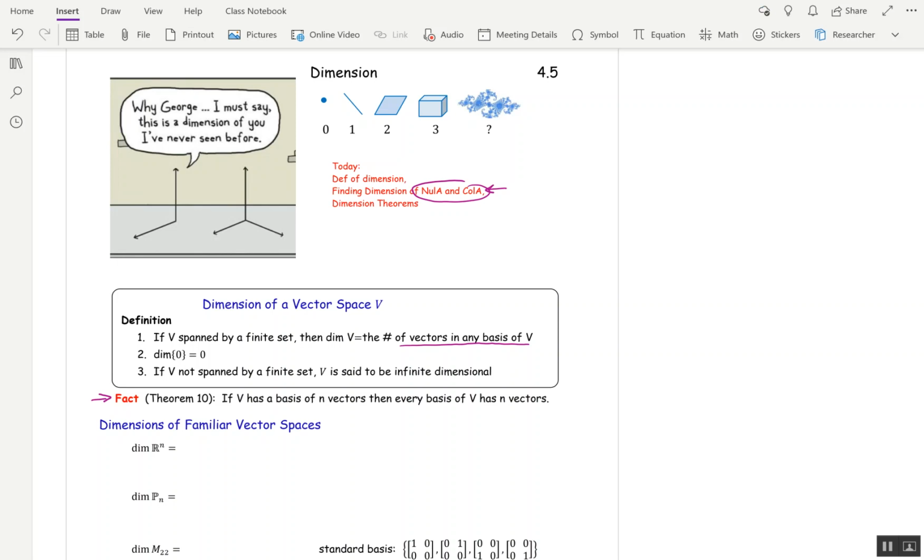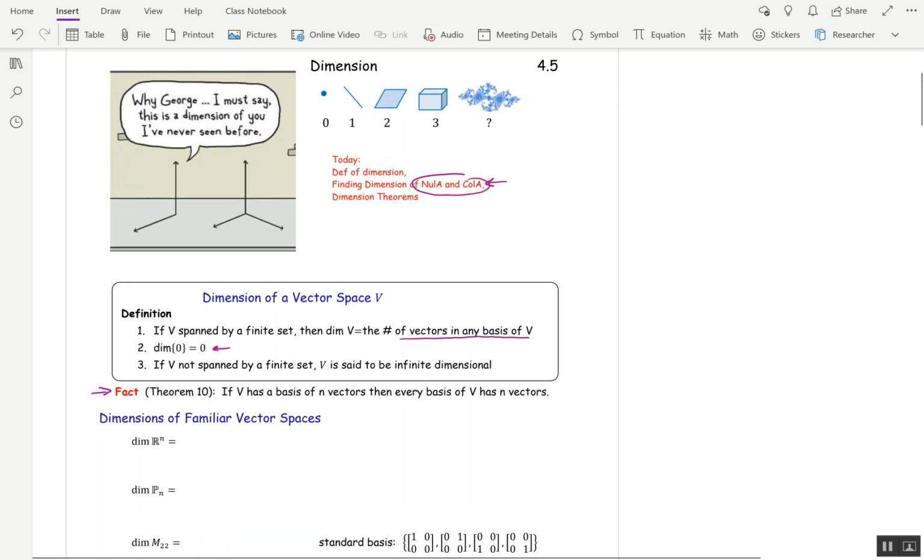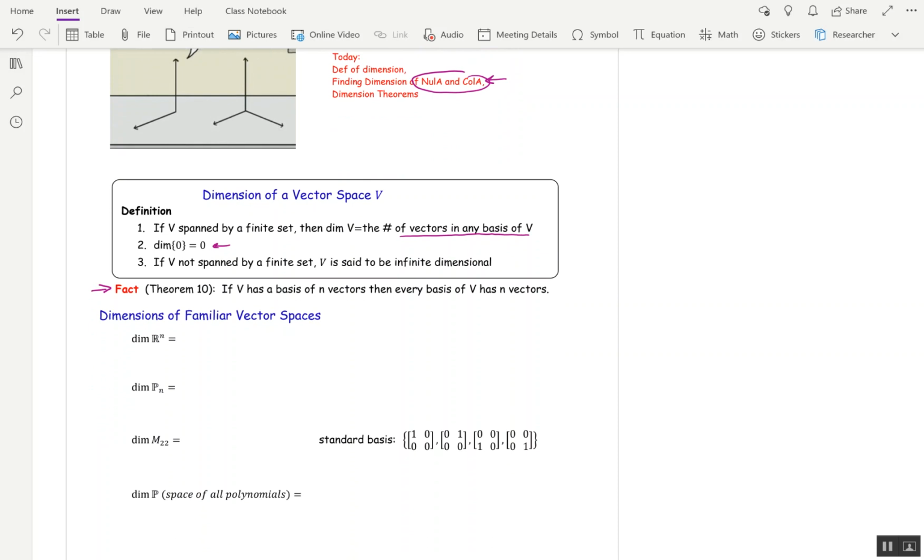There is no basis for the zero vector space, so by definition we just say that has dimension 0, and then there's certain vector spaces that aren't spanned by a finite set. In that case, we say they're infinite dimensional, and we'll see an example in a second. All right, let's look at some familiar vector spaces and their dimensions.